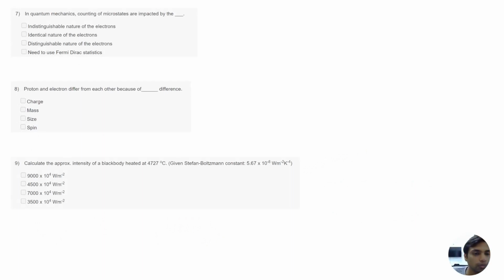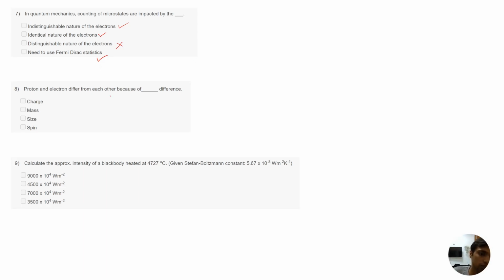Okay, so in quantum mechanics, counting of microstates is impacted by: electrons are indistinguishable in nature, it is correct. Electrons are identical, it is correct. Distinguishable nature of electrons, this is false. And the need to use Fermi-Dirac statistics, we need to use this because electrons are fermions and they follow Pauli's exclusion principle; they are indistinguishable and identical.